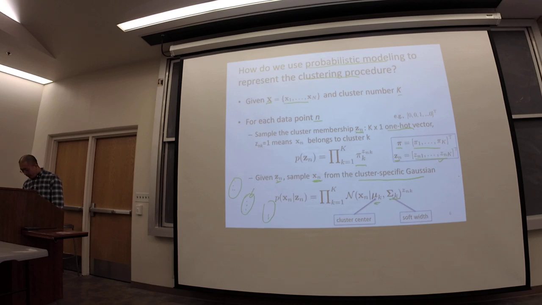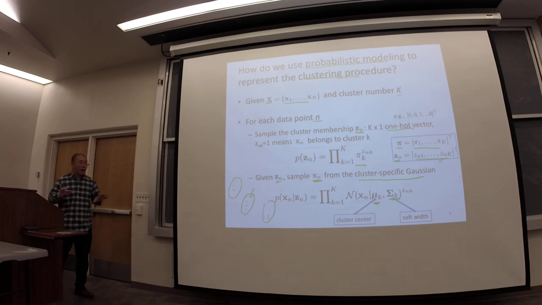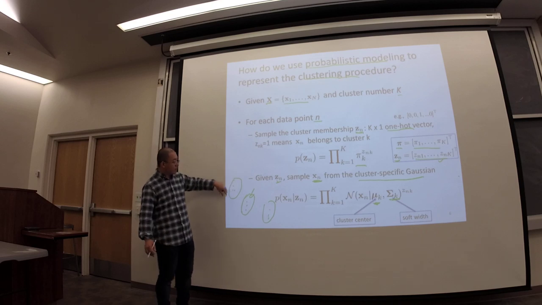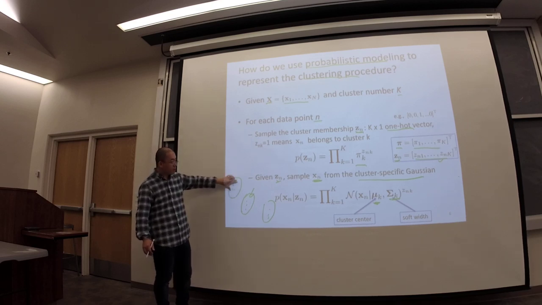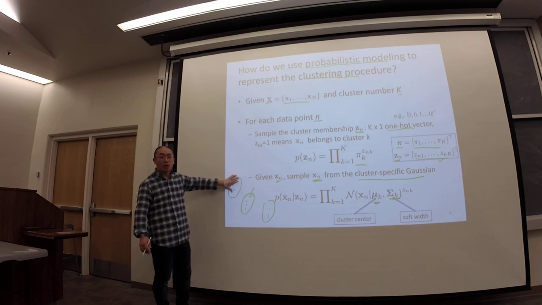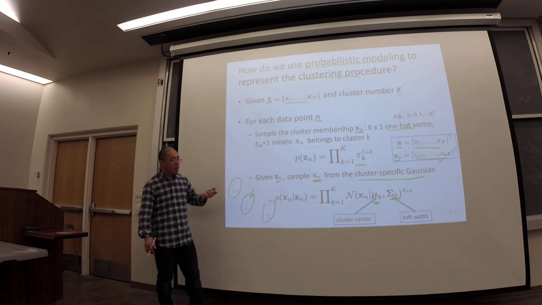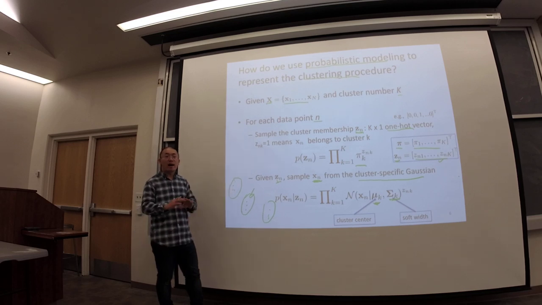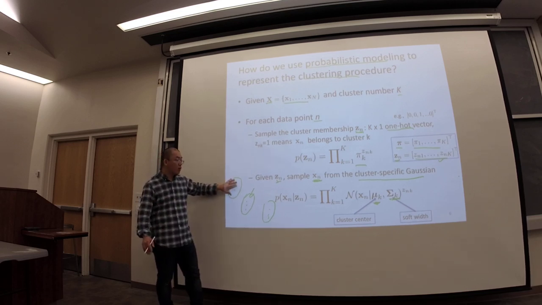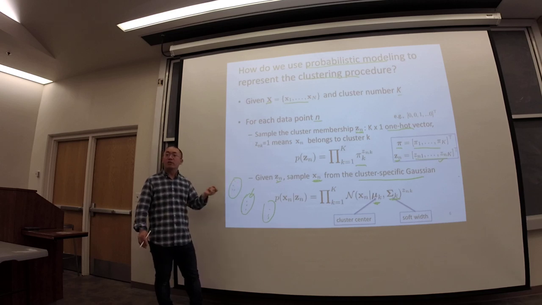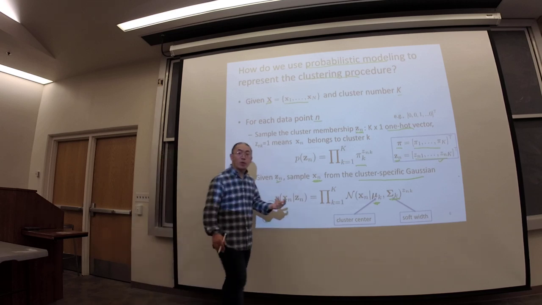Intuitively, the mean of this cluster-specific Gaussian distribution represents the cluster center, right? And the covariance represents the cluster width. It's not an absolute or rigorous cluster diameter. Why? Because this is a distribution, right? It just means that if your sample is within the standard deviation, it has high likelihood, but it still has a chance to be sampled outside your standard deviation. This is possible. So that's why I call it a soft width.